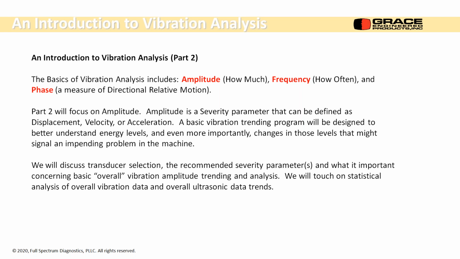In part 2, we're going to focus on amplitude, and amplitude is a severity parameter. We can trend displacement, velocity, or acceleration, and we can do any one of those. There is a preferred parameter, and we'll talk more on that. The basic idea is understanding the energy levels and how those levels might impact the machine. Then we're going to talk a little bit about transducers, recommended severity parameters, overall vibration trending and analysis, and some statistics.